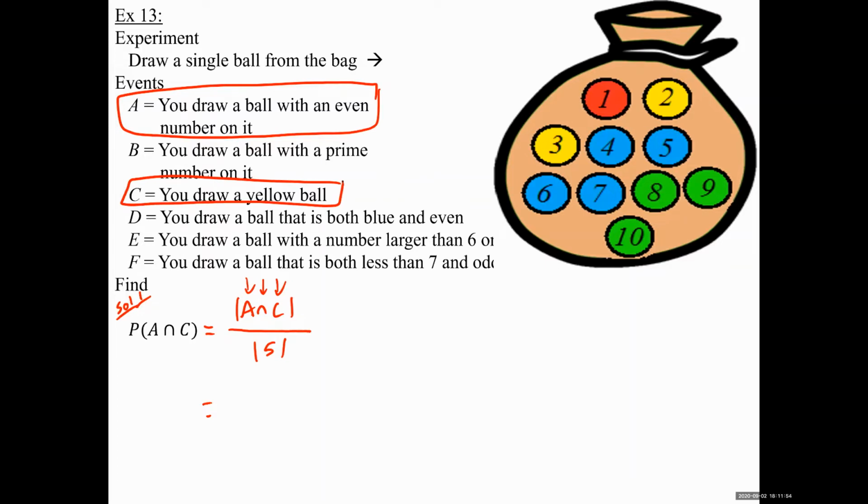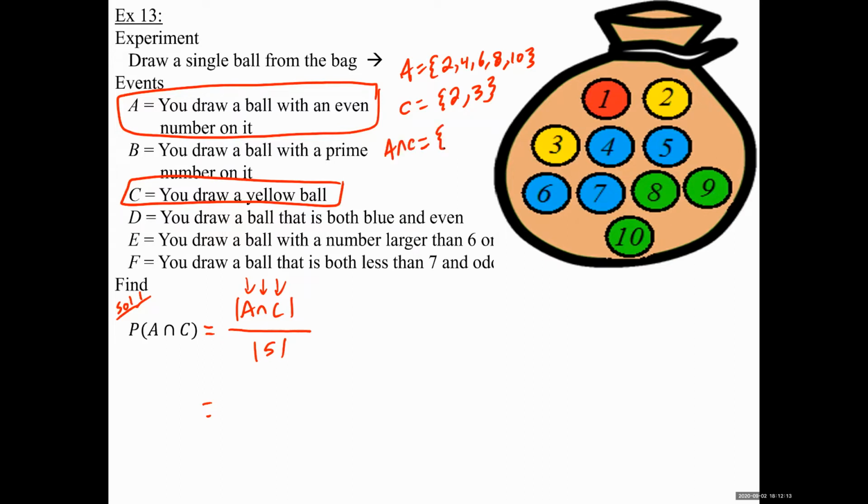If you're not able to see it, another way to do it is you can write down what A is. A is even, so 2, 4, 6, 8, 10. C is just the yellows, so 2 and 3. And then the event A and C, so I'm making a list. You have to list the things that are in both.